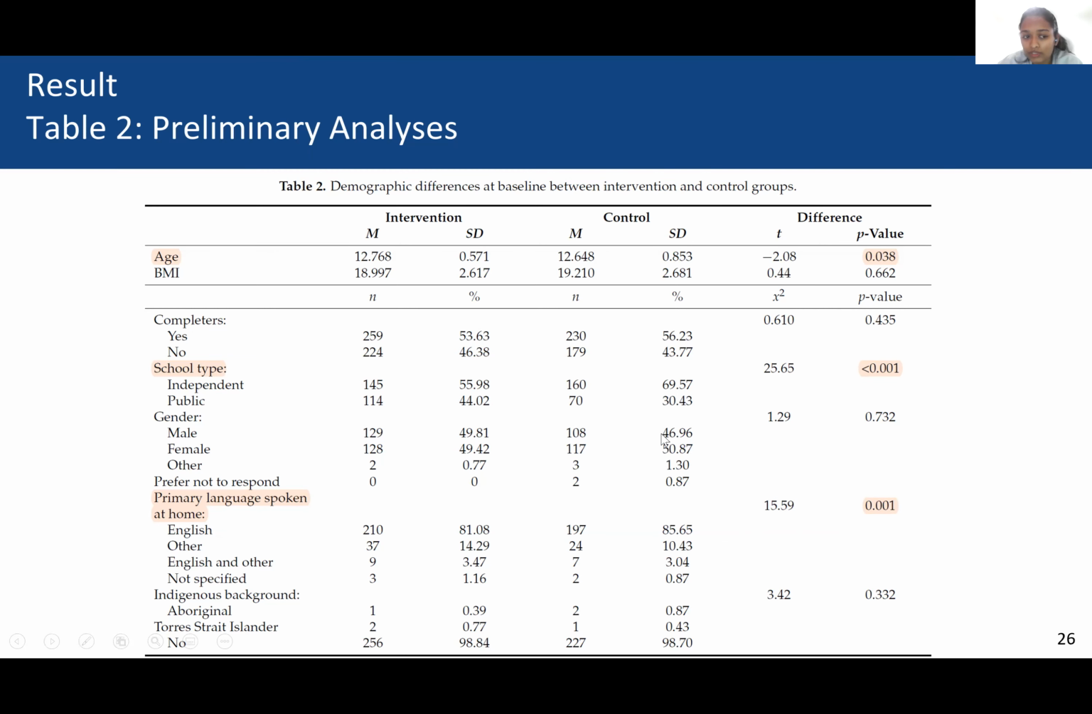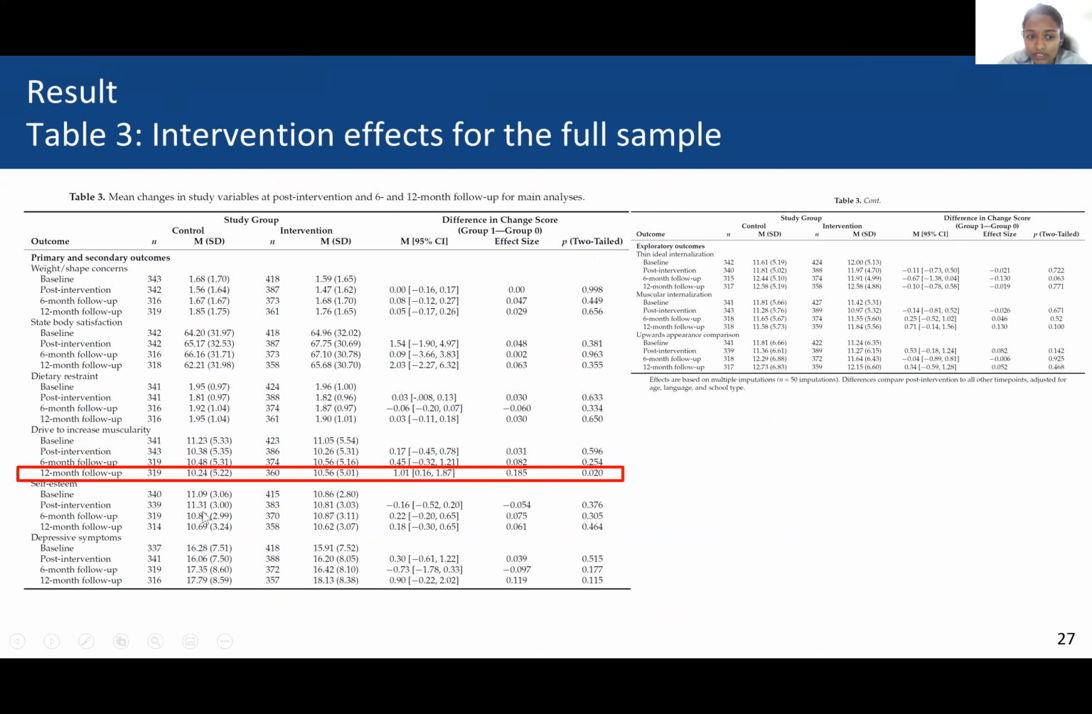Table 2 presents group differences in baseline characteristics. Participants in the control group were significantly younger, less likely to have come from a public school, and less likely to report English as their primary language spoken at home. There were no differences between the groups in BMI, gender distribution, indigenous status, or whether participants completed the overall survey. Table 3 shows the intervention effect for a full sample analysis, adjusting for age, language, and school type, as we just saw that there were significant differences between the groups in these 3 variables.